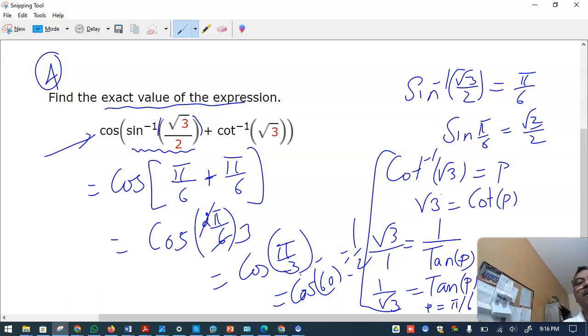You may get confused with this part, so be careful. If this is cotangent, put it as p, and then you can write these steps, and then try to write the one that you already know.